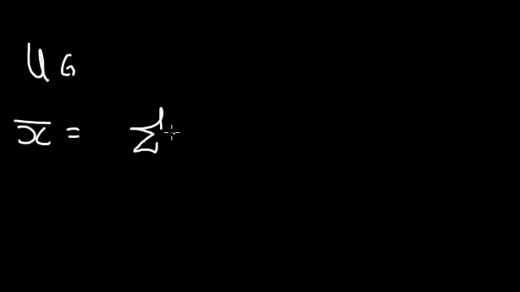For ungrouped data, which I will just write as UG, the formula is such that X bar, which is the mean, is equal to the summation of X, where X is the marks, divided by n, where n is the number of marks that is present in that problem.